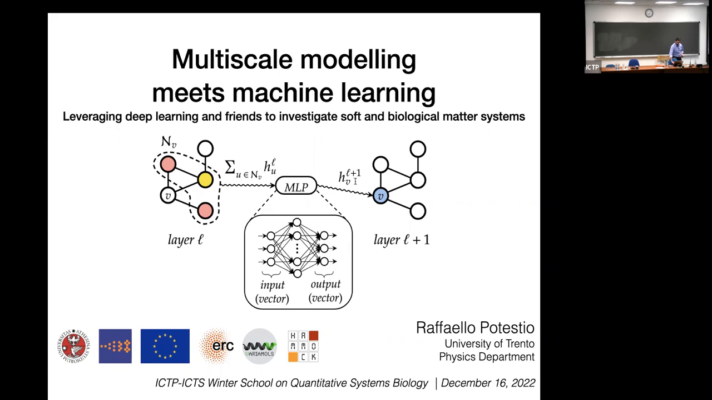And I am very, very glad to be here to tell you something about the connection that exists between the very broad field of machine learning and multiscale modeling and soft and biological matter modeling. The objective of this lecture is to provide an overview of some of the applications that machine learning techniques, in particular deep learning, but not only that, have been attempted and carried out in the context of soft matter modeling.